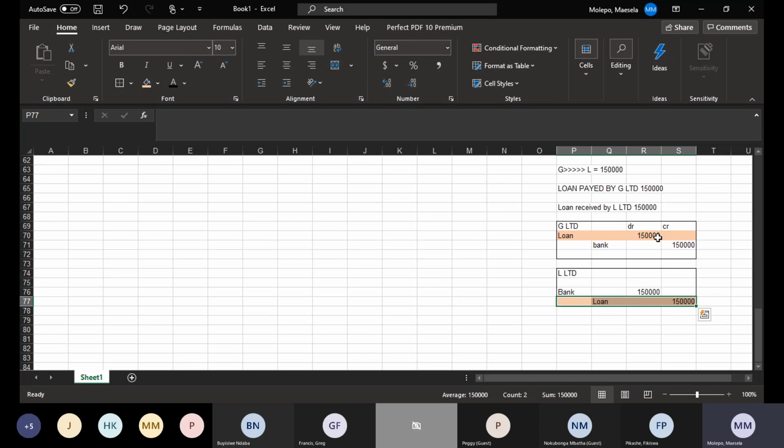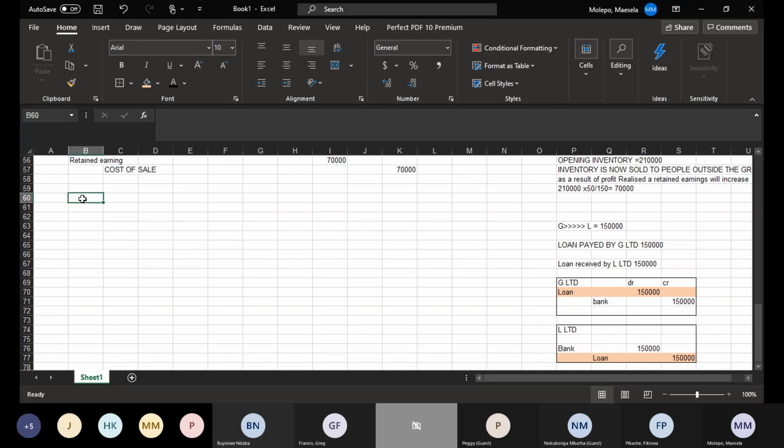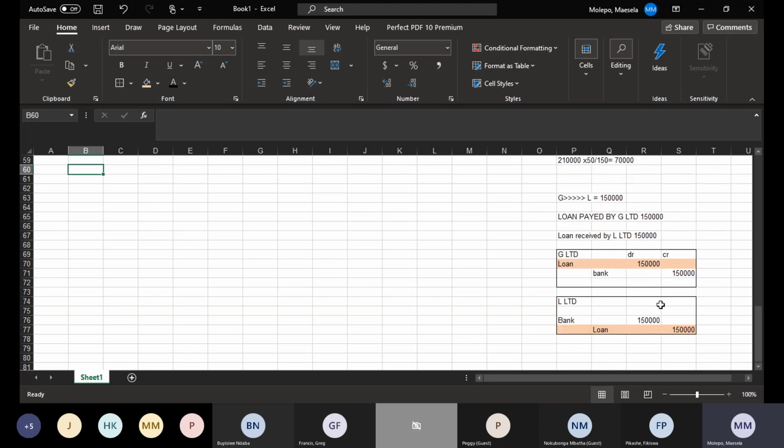So this is the elimination that needs to be done. The loan payable by G Limited was 150 on the debit side. Now it must go to the credit. And the loan received by L Limited was 150 on the credit. Now it must go to the debit as part of eliminating the intercompany loans. Now on the debit side, it will be loan from G Limited, because here it was on the credit, now it's going to go on the debit. So that's why I encourage people, when you want to do the elimination of the intra-group transaction, first do their individual journal alone so that you are able to know which thing to eliminate.